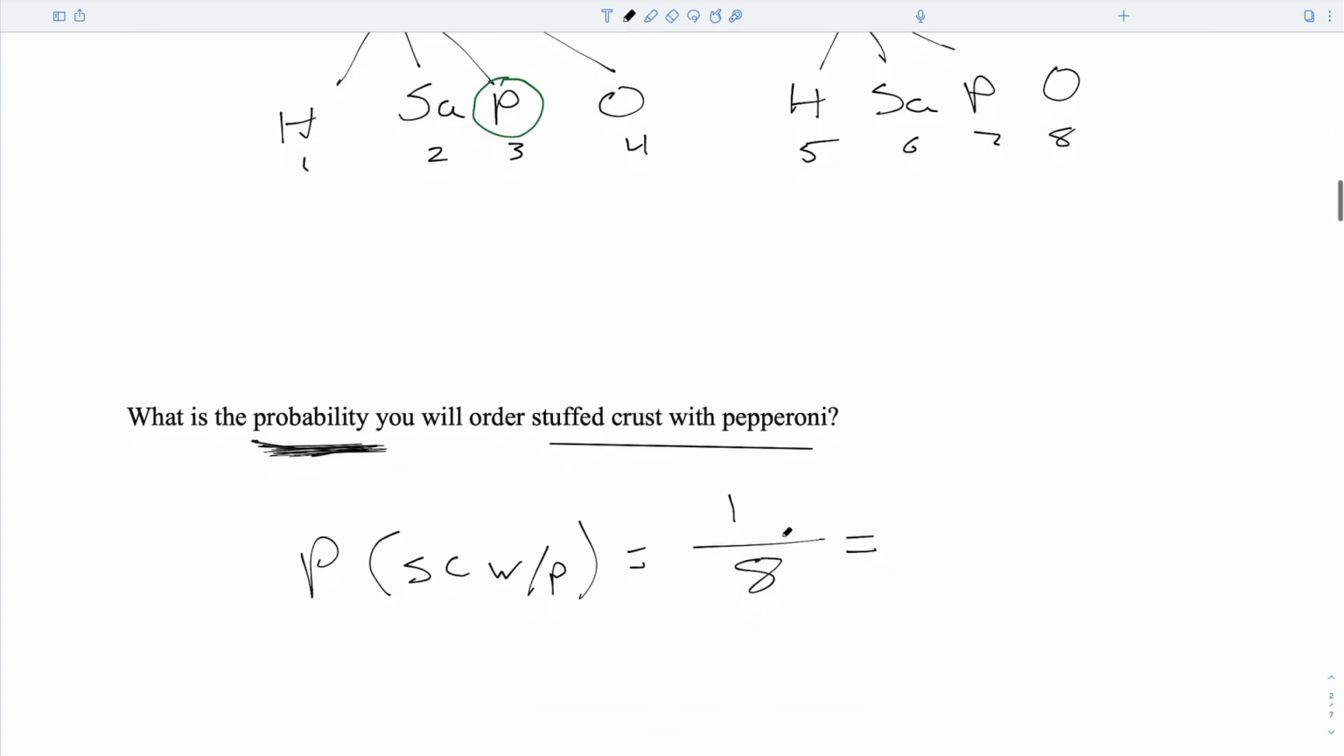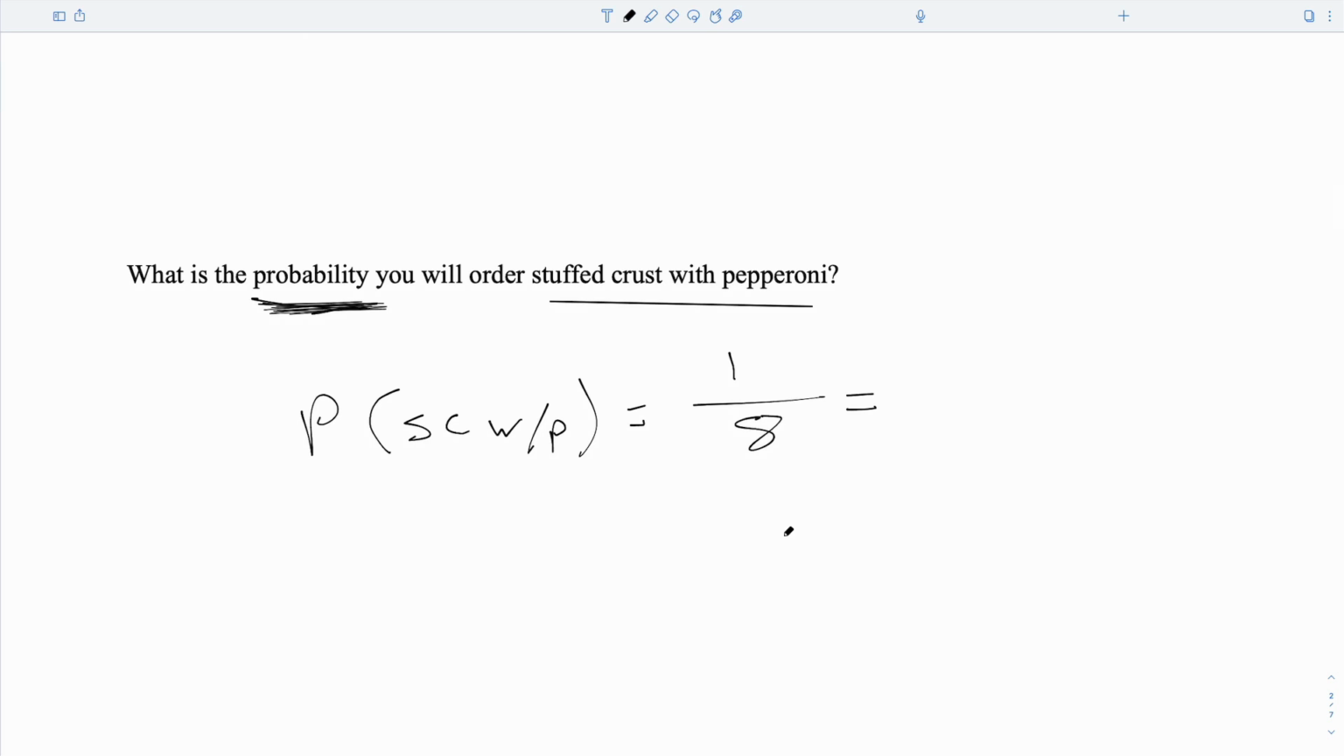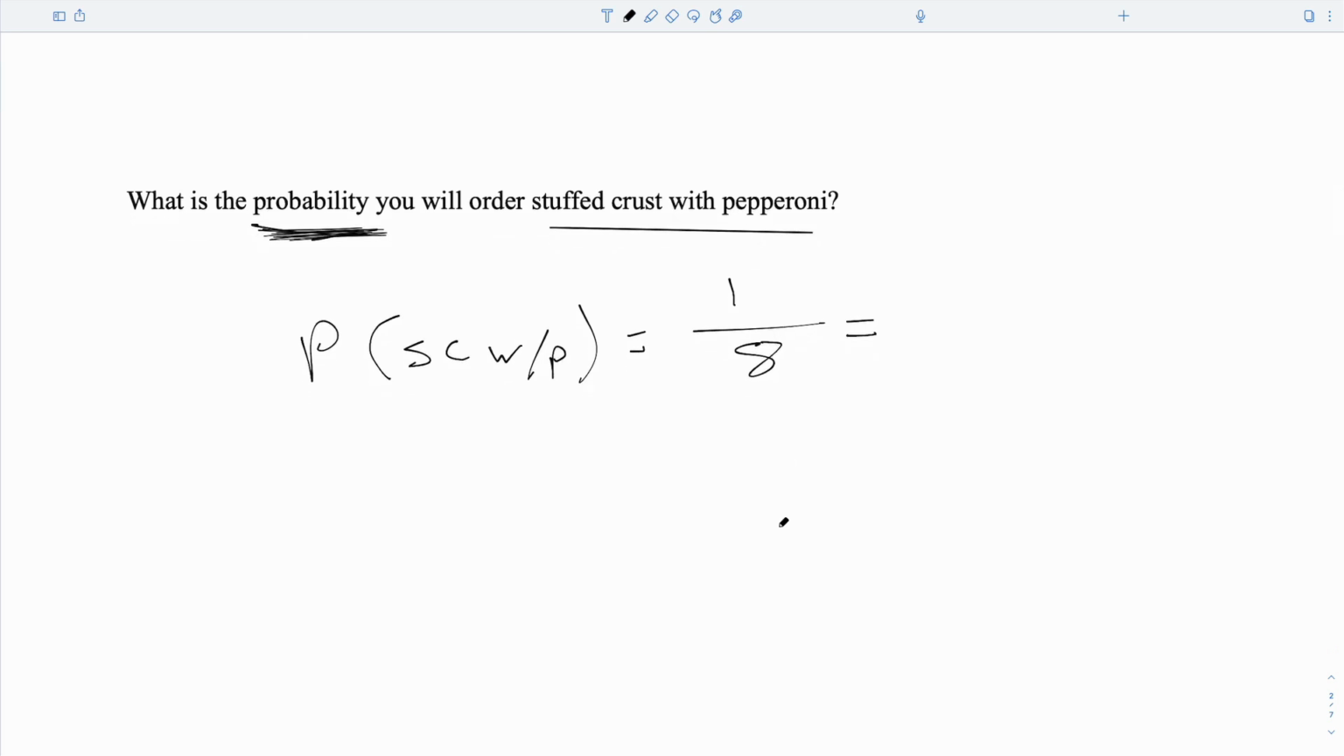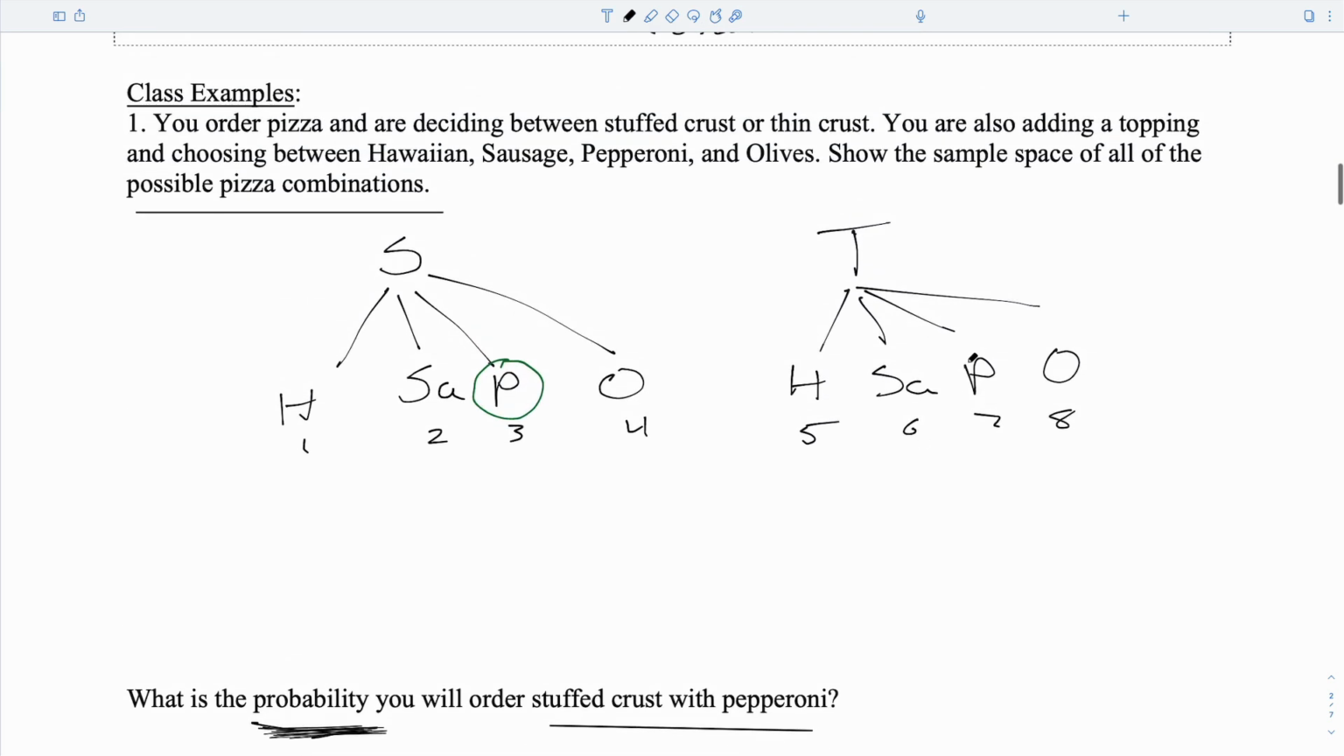Grant. And I'm pretty sure there should be more than 8 combinations of pizza. Oh, why? Because there's stuffed crust, there's thin.